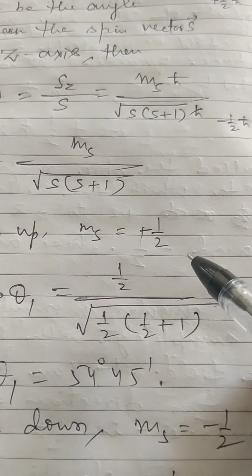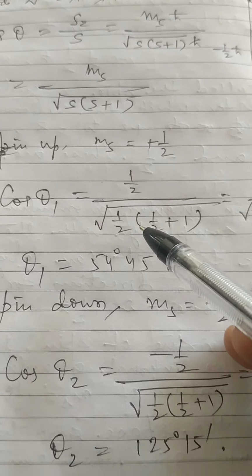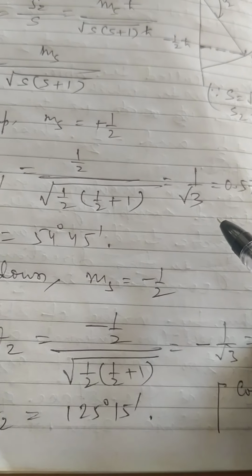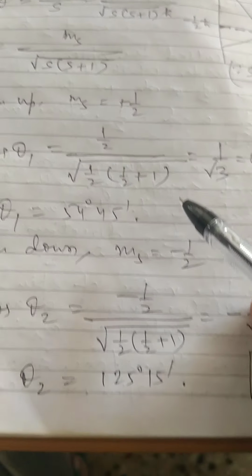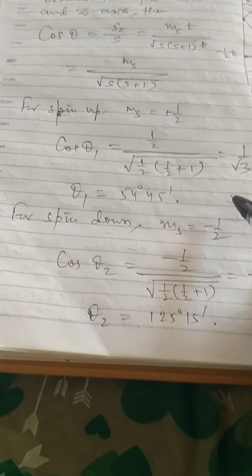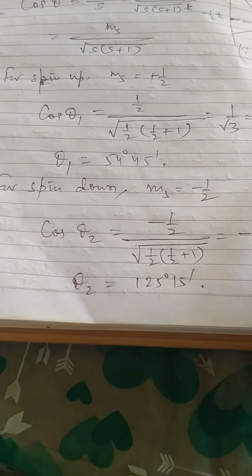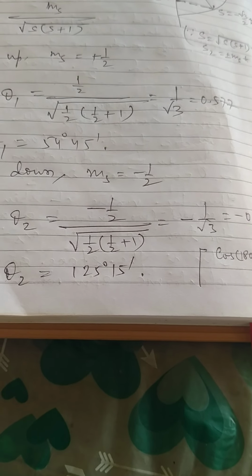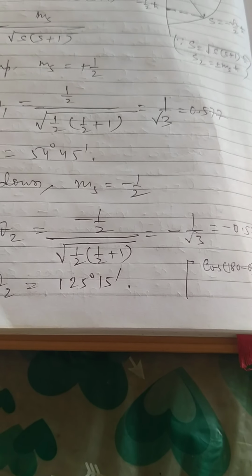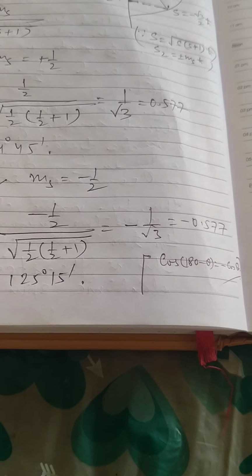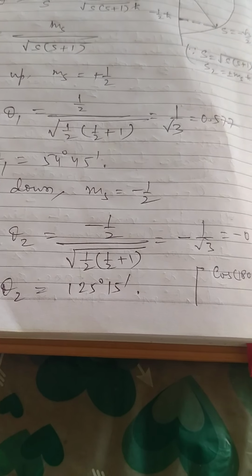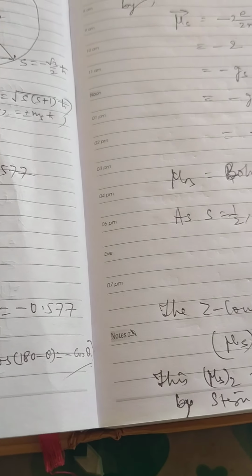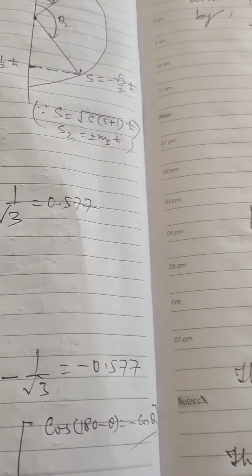For spin up, ms is equal to plus half, and when we put plus half, cos theta 1 is equal to 0.577, that is 1 by root 3, so theta 1 is equal to 54 degrees 45 minutes. For spin down, similarly, ms is equal to minus half, and cos theta 2, again the denominator remains the same because S has the single value 1 by 2. So it is minus 1 by root 3, minus 0.577, and theta 2 is equal to 125 degrees 15 minutes. This can also be seen from cos of 180 minus theta is equal to minus cos theta.